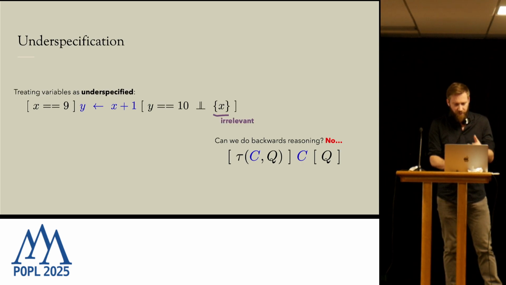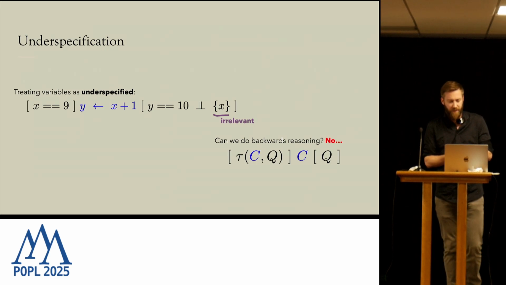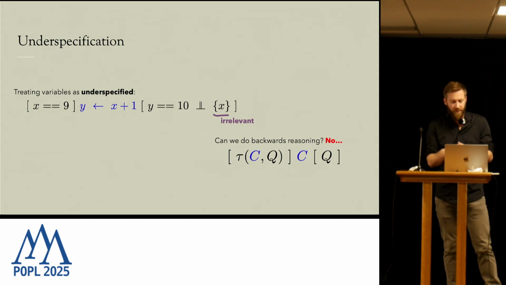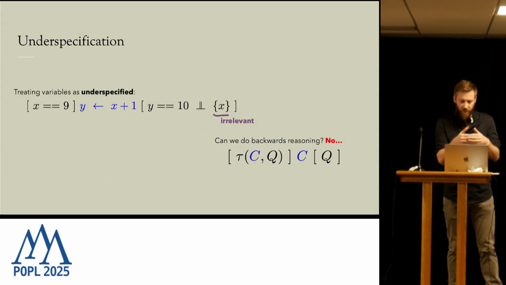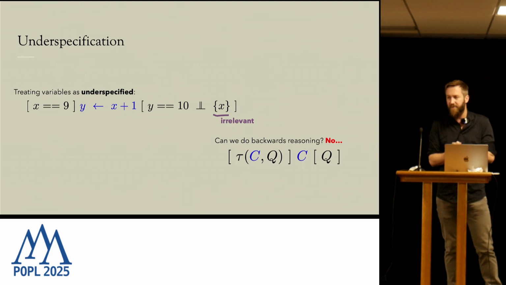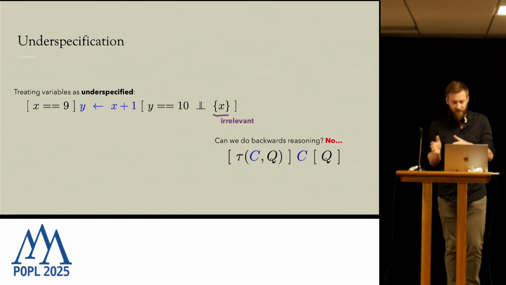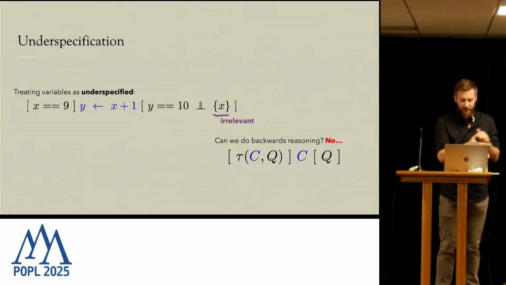So what we added to incorrectness logic is a notion of underspecification. And it allows you to say, I want to look at states where y is 10, and I want to see if those states are reachable. And I underspecify variable x, meaning that x is irrelevant. So this triple holds. States where y is 10, where I don't care about x, are reachable from some state where x is equal to 9.